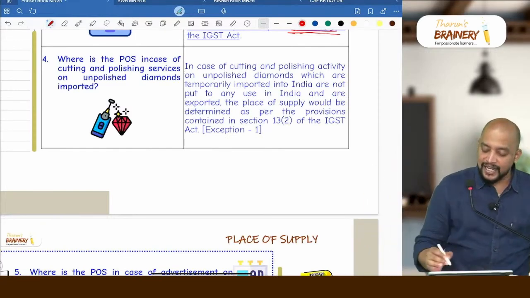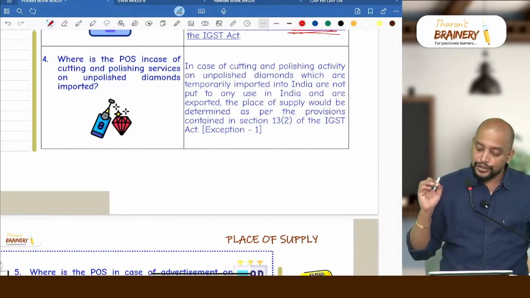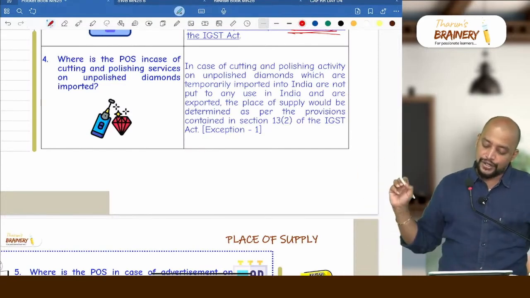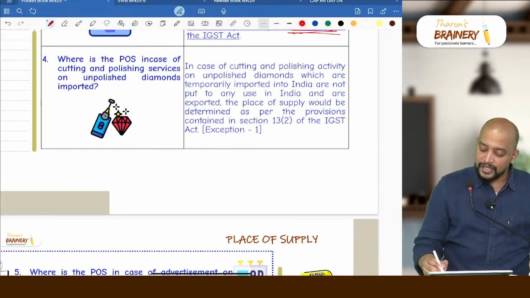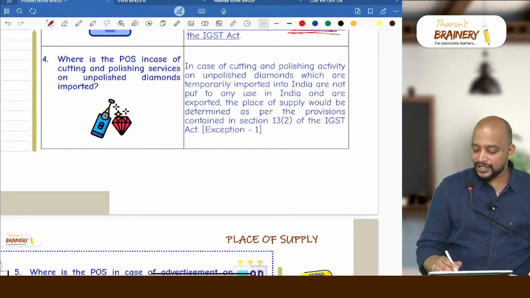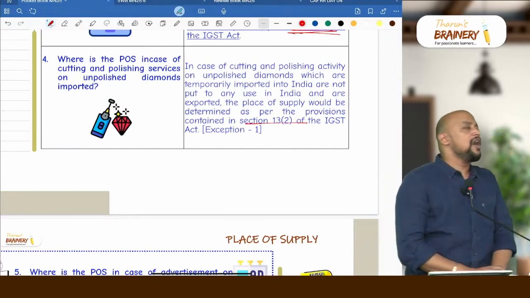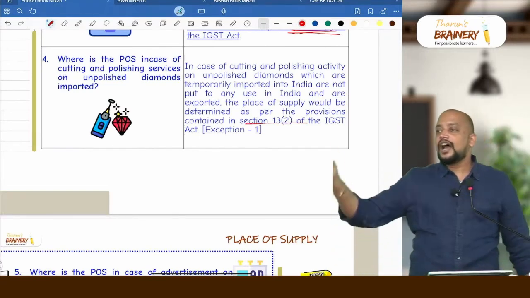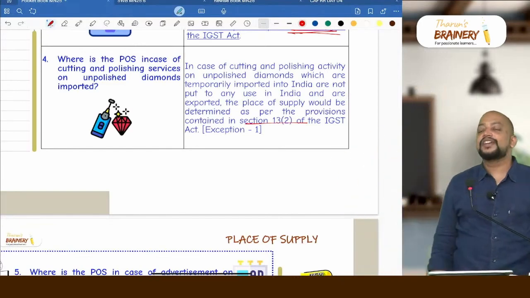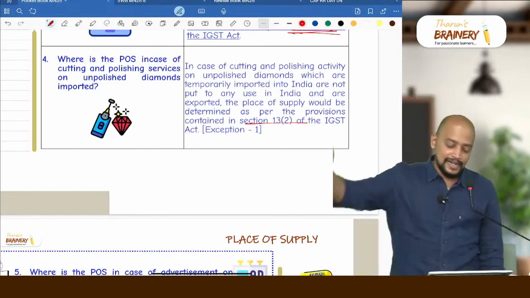So in case of cutting and polishing activity on unpolished diamonds which are temporarily imported into India and not put to any use in India and are exported, the place of supply would be determined as per the provisions contained in section 13(2) of the IGST Act, that is, exception number 1. If you observe all circulars, I will tell you in one line, you can remember: place of supply is general provisions. Read.